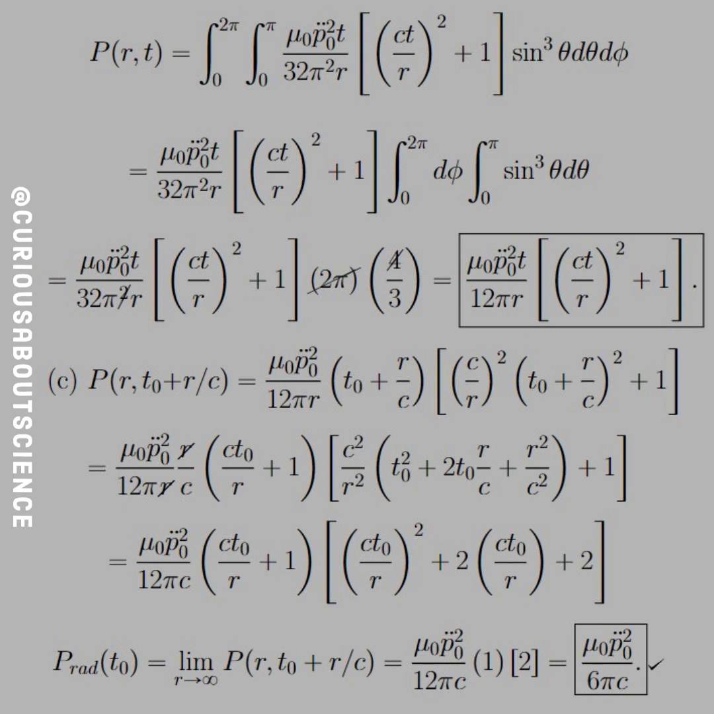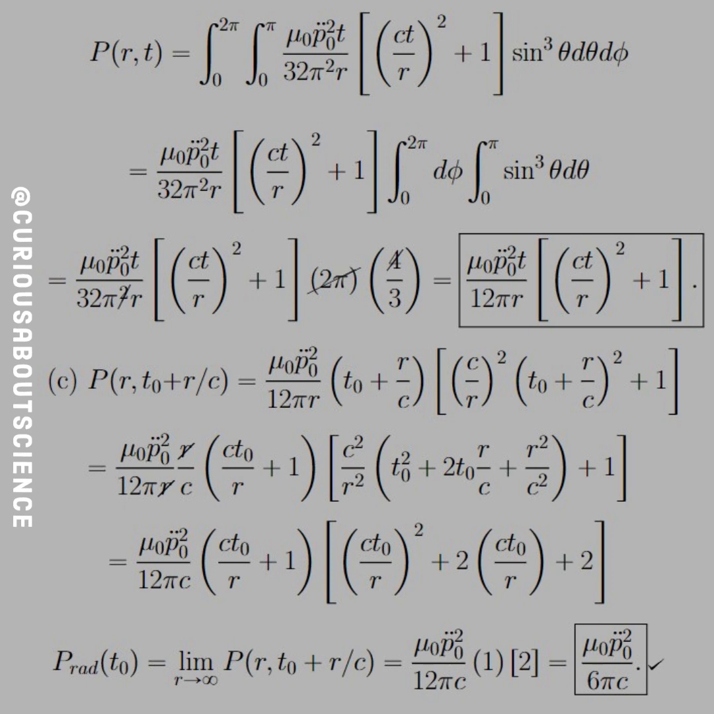Okay, if we were to evaluate this at the retarded time, just plug in t naught plus r over c and evaluate through. The only reason why we're doing this is that after we simplify the retarded time expansion and cleanup, now we can take the limit as the radiation power of t naught. That works because we're setting the limit as r goes to infinity, so we're only left with the retarded time radiation.